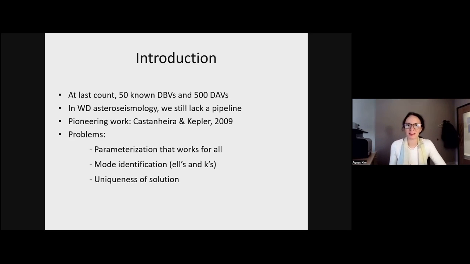One problem is to find a parameterization that works for every star. Another one is mode identification. JJ gave a great introduction to that, and also in a couple talks we had some keys on how to do some of that. But for most stars, we're going in, we don't have mode identification. And JJ mentioned this, but did not want to touch it, the issue of uniqueness of solution. So I'm going to talk about that.